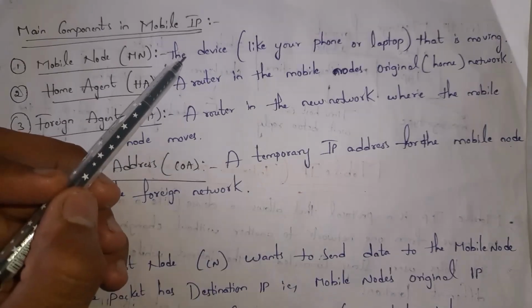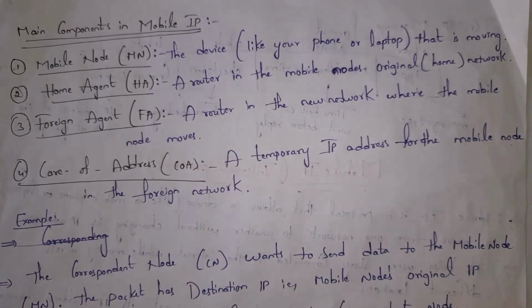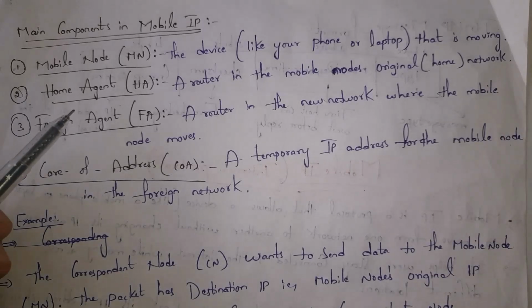A device like a phone or laptop, which is moving, we call it a mobile node. Guys, normally in our home, we will connect our mobile to a router in order to access internet. So home agent is nothing but the router which is present in our home. We call it as home agent.